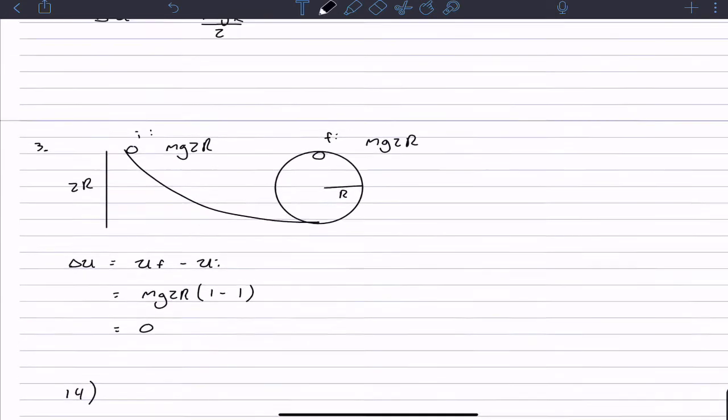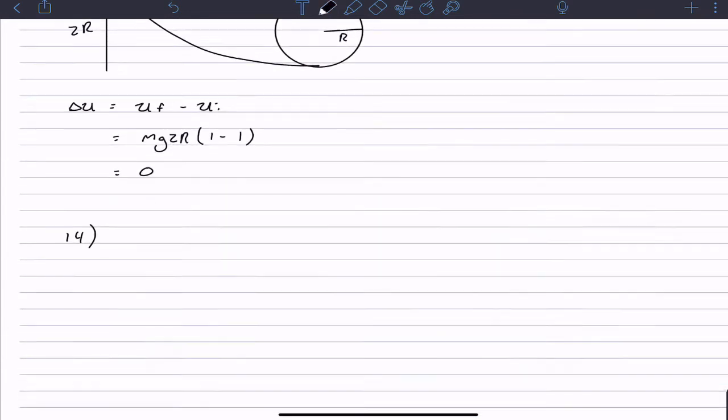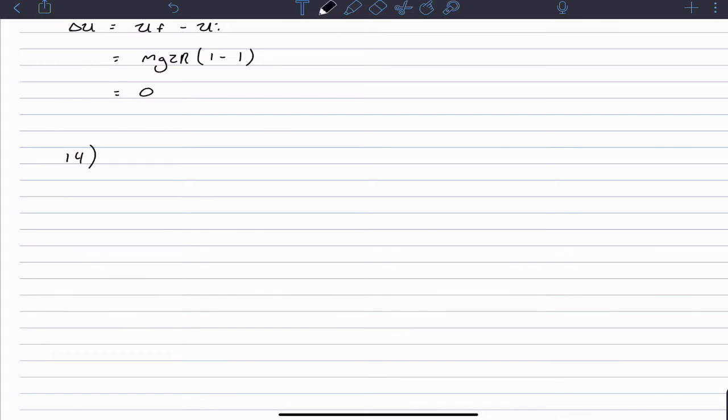Next problem, number 14. We're actually given values that we just plug into the expressions that we found. So what was the first one? Delta U for case 1 was negative mgh. So we pretty much just plug that in. I don't need to go through all of the steps because I'm just using a calculator, but we write this down. So case 1, delta U is equal to mgh, equal to what is given to us.